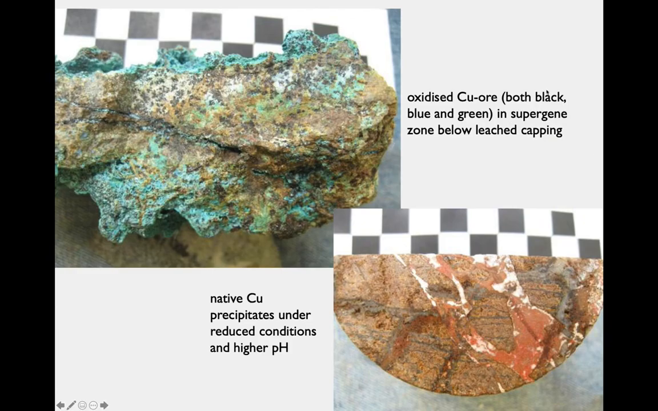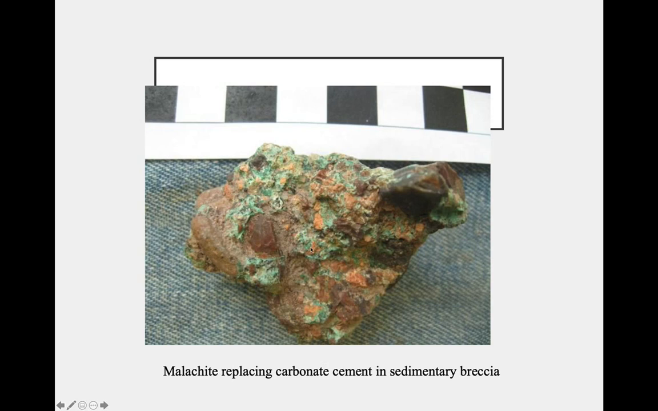Here's just some examples. Oxidized copper ore, both black, blue, and green in a supergene cap. So we've been looking at some of these samples like malachite, azurite, classic oxidized copper ore. So you have those in your kit. Native copper also can precipitate under reduced conditions and high pH, but native copper is difficult to handle and very rarely used as an ore. Here's some malachite replacing carbonate cement in a sedimentary breccia, so it's quite spectacular, the beautiful green malachite surrounding these clasts of sedimentary rock.